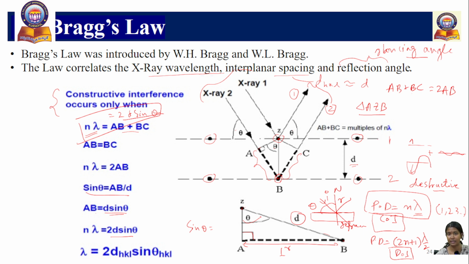Ray 1 is traveling less. Ray 2 is traveling more. How much more is it traveling? 2d sine theta. Either this difference is n lambda, constructive, if not, destructive. Okay, so this is called Bragg's law. We'll use this law to study X-ray diffraction.